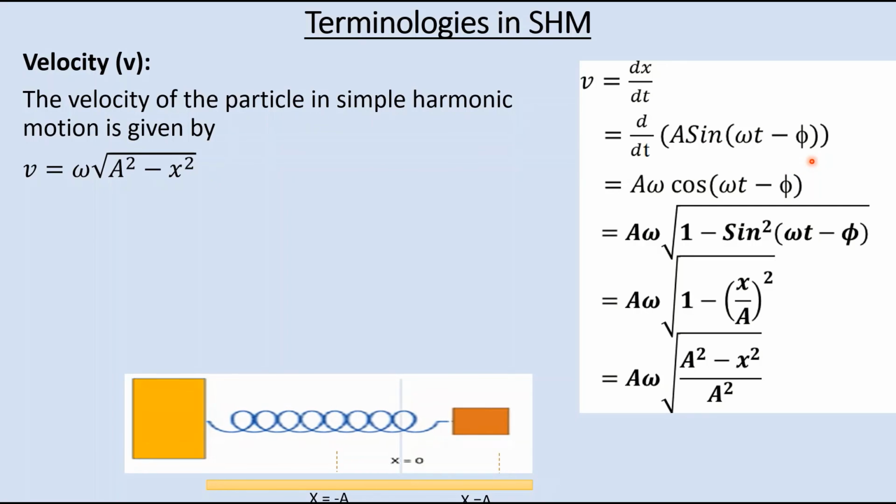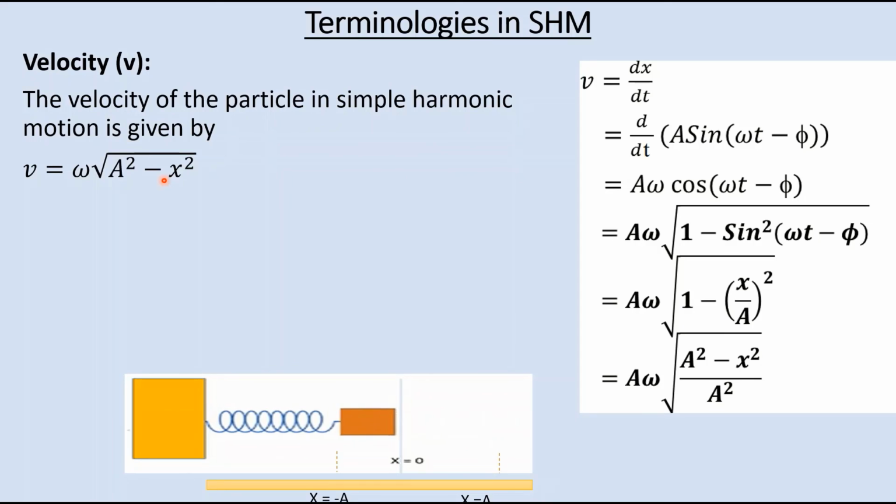X is the displacement, that is equal to A sine omega t minus phi. Therefore sine omega t minus phi is equal to x by A. Substitute here, and you will get v is equal to A omega into square root of A squared minus x squared by A squared. Now take this A squared outside, it becomes A and gets cancelled here. So the expression for the velocity v is equal to omega into square root of A squared minus x squared.